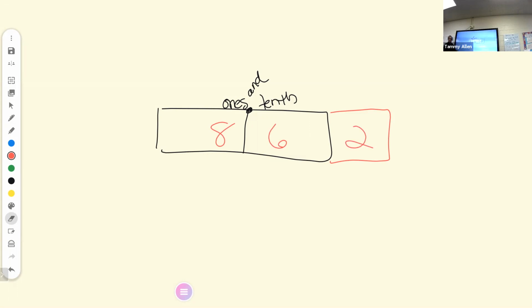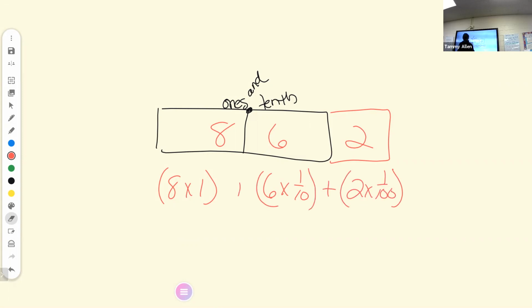Okay? Now let's talk about the value of these. This 8 is in the ones place, so it would be 8 times 1. This would be 6 times 1/10, and this would be 2 times 1/100. And we would add them all together. Does that make sense? Questions on that? Okay? Next one.